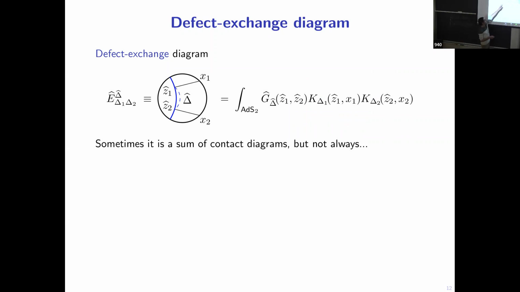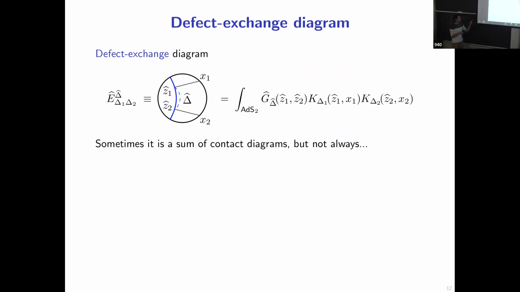In this case, you have again some bulk-to-bulk propagator that is restricted to live on the AdS2. And again, in principle, this integral would be hard, and sometimes you can manage to reduce it to a sum of contact diagrams, but not always.